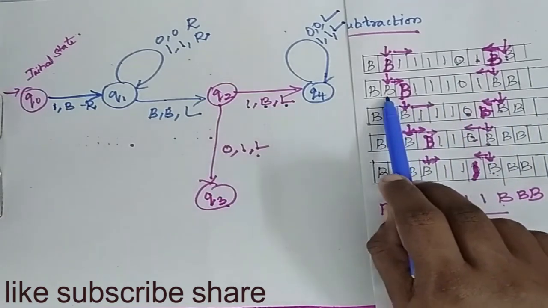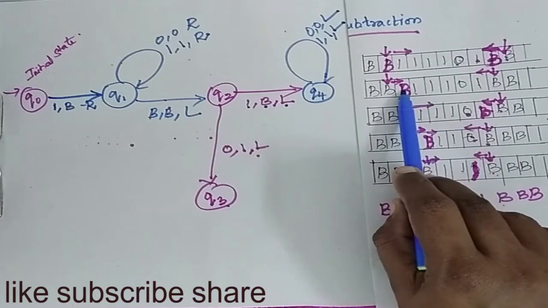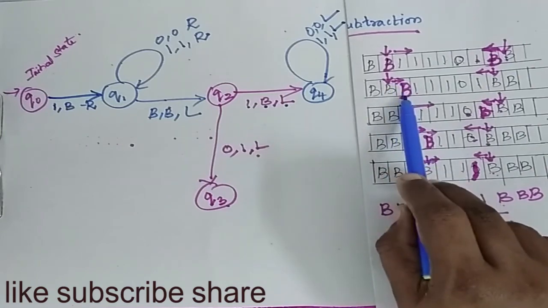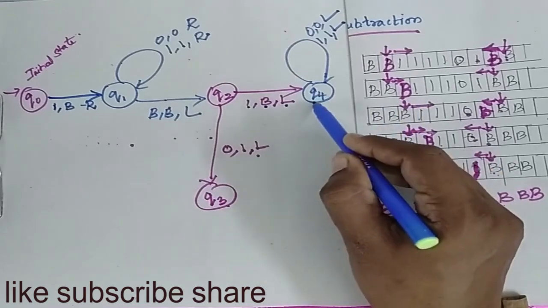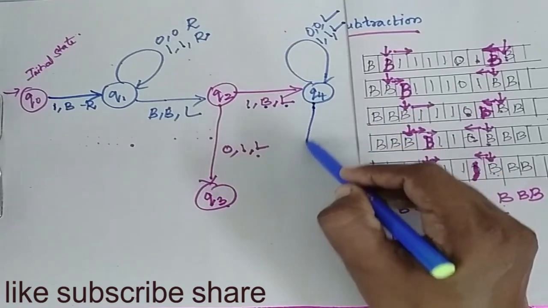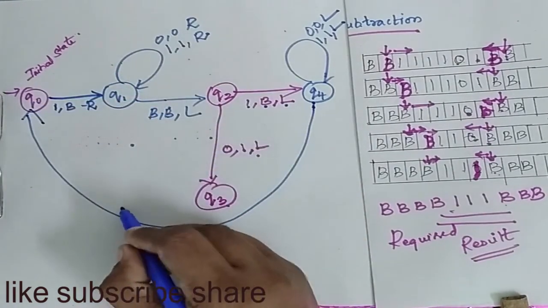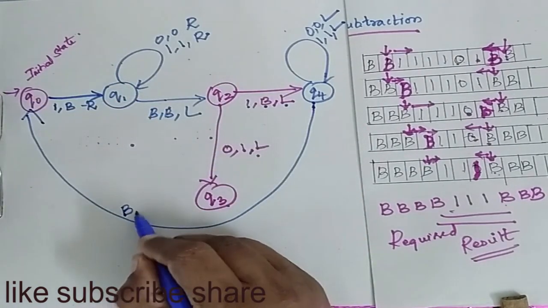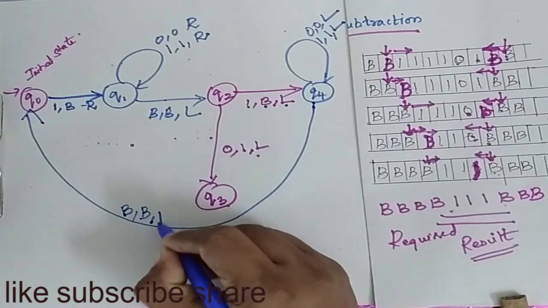Until it encounters a blank space, it moves left, and after that again it starts moving right when it encounters 1, making it blank. So this process will go on, where when it encounters a blank, the blank is kept as such and it starts moving right.